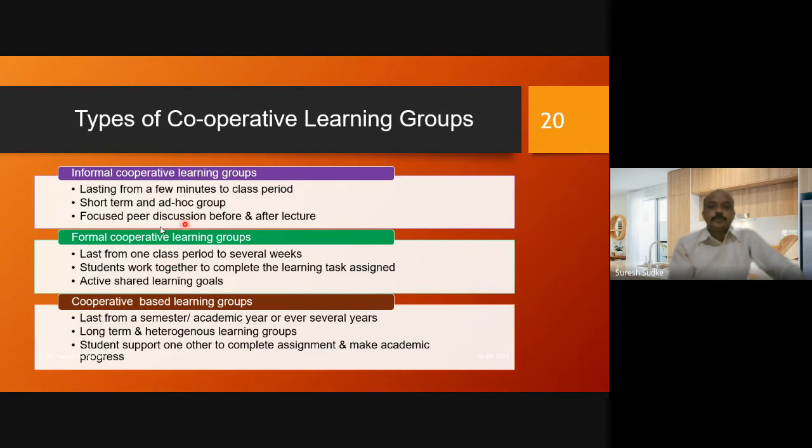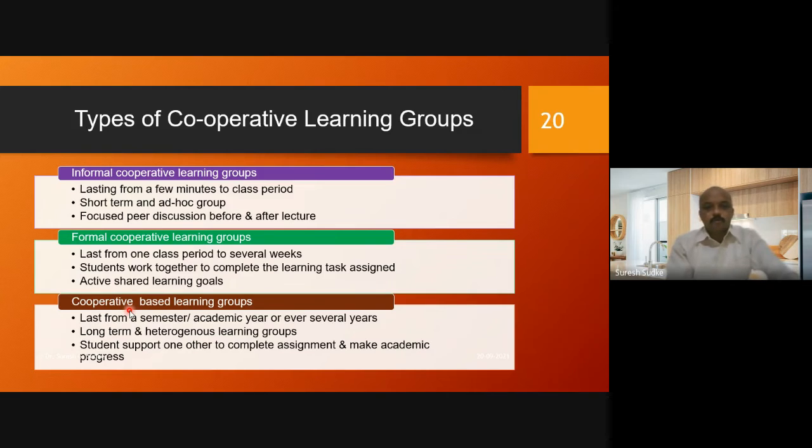The second group is called a formal cooperative learning group. It may last for a class period or several weeks. Either until the semester end, that particular learner group will be there, or for a total class, or up to several weeks. The students work together to complete the assigned task, and they actively share their goals.